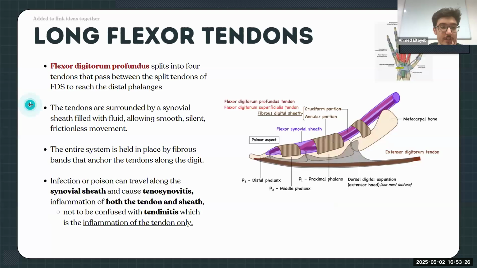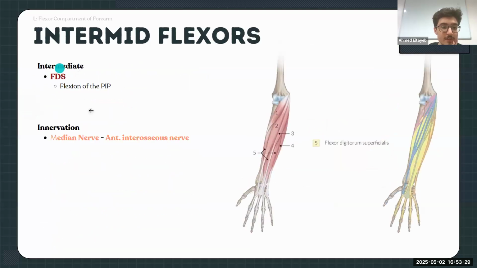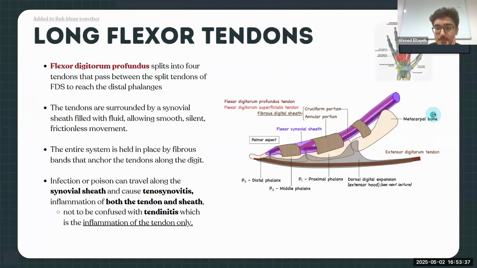And I think over here, I mentioned that, okay, this is just the median nerve. It's not the anterior interosseous nerve, tamam? So I'll fix this and send it out.